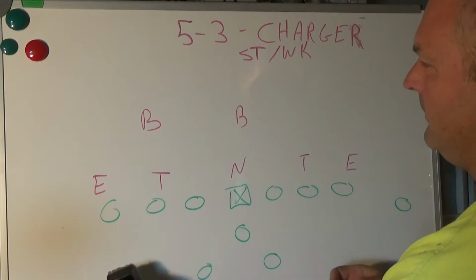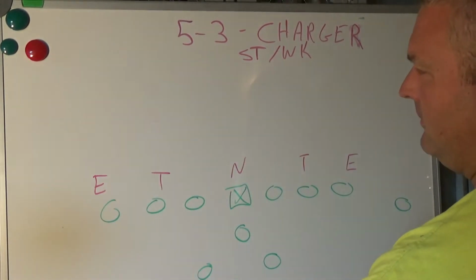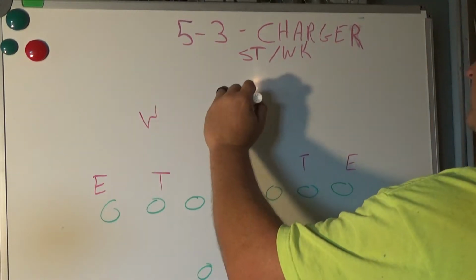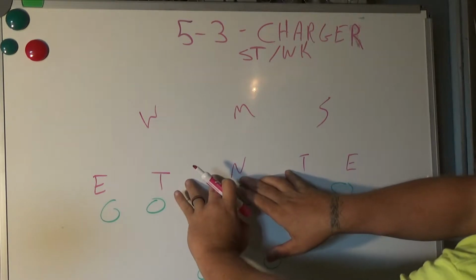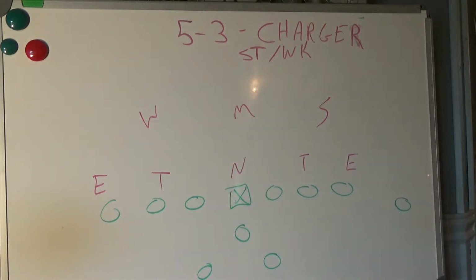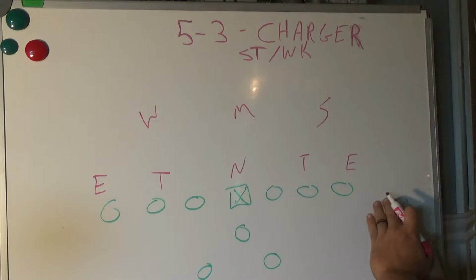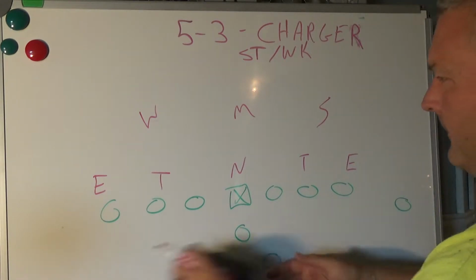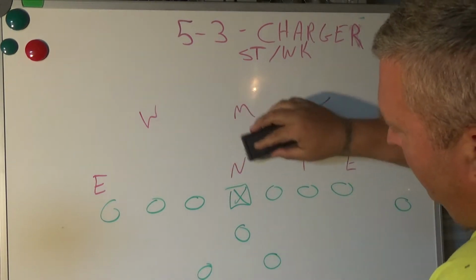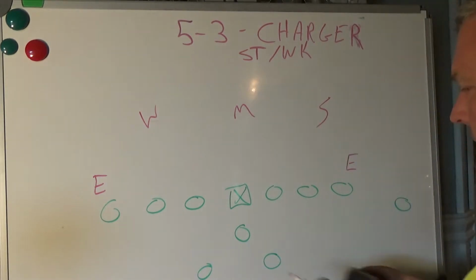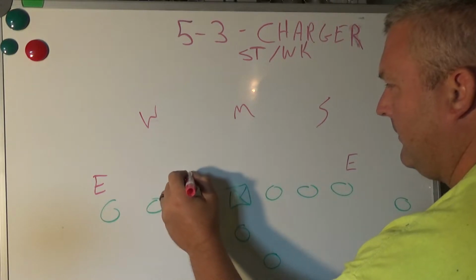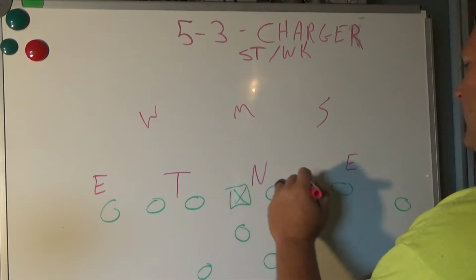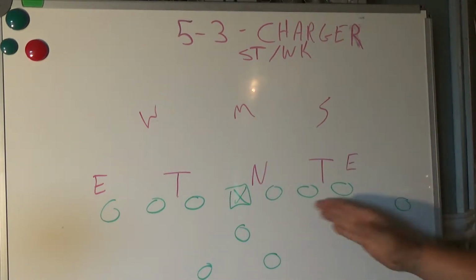Actually, this is going to be, obviously, the Will, Mike, Sam. If we are in a Charger strong, it only affects the 3 down linemen. All right. If we are strong, we know that strong is to our left. Our defensive players will realign themselves into the gap to the strong side.